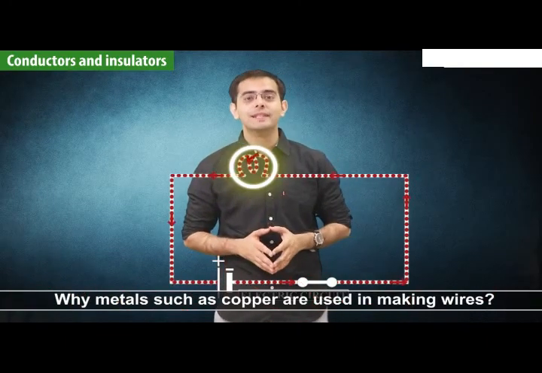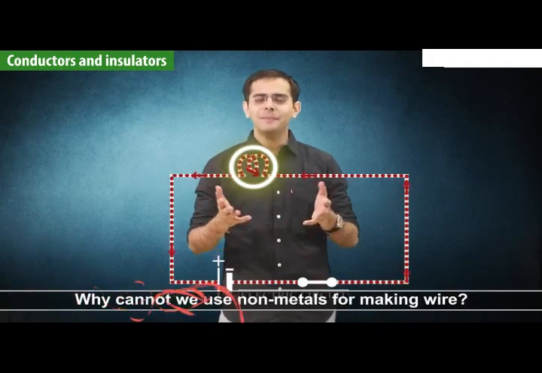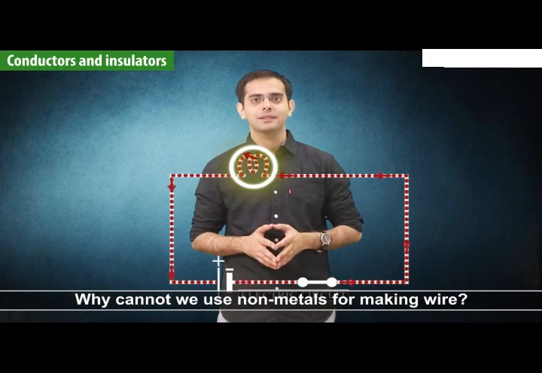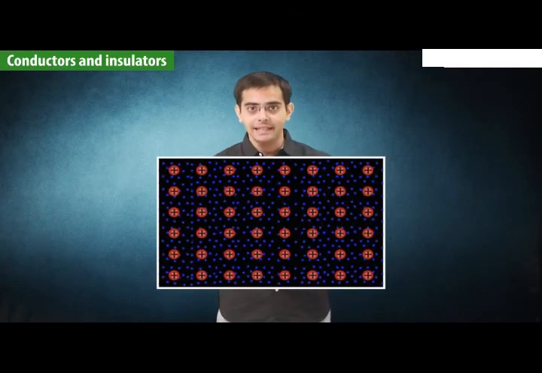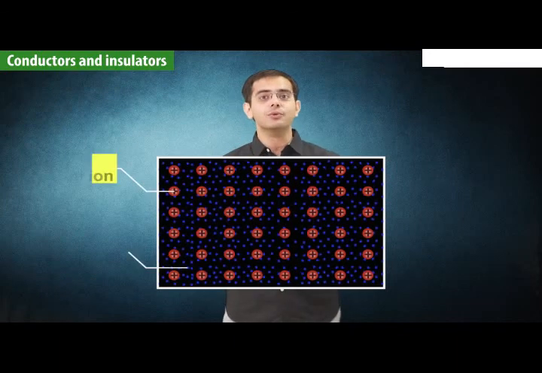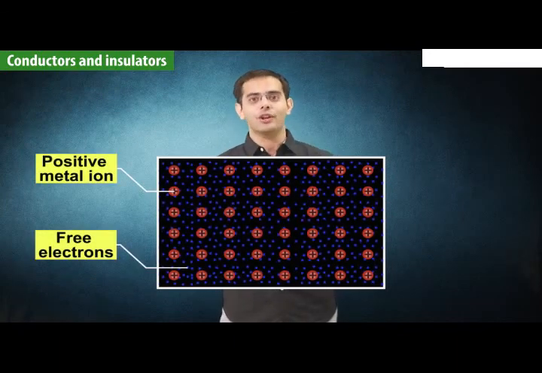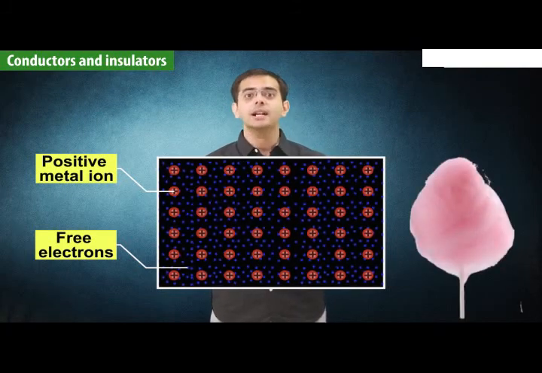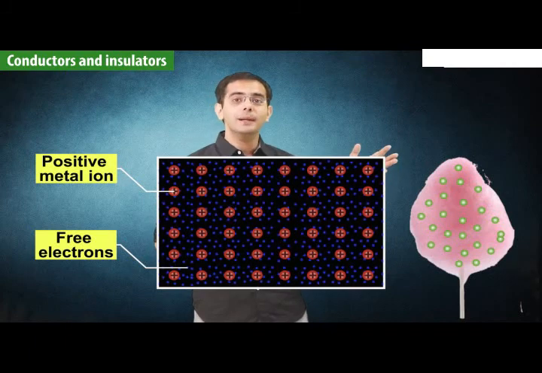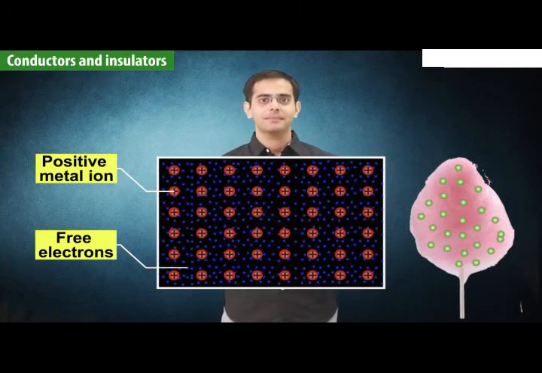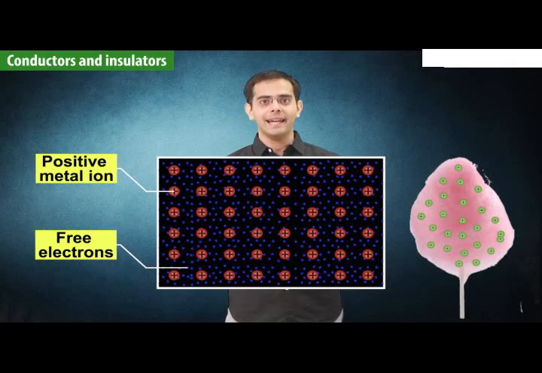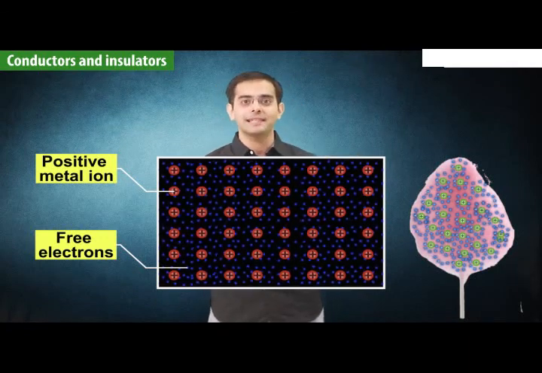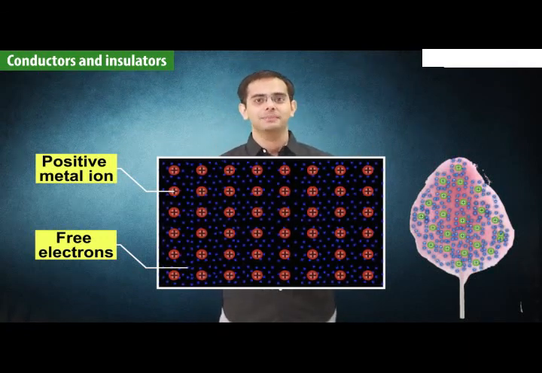Now you may ask why metals such as copper are used in making wires. Why can't we make use of non-metals for making wires? So students, if you zoom into a metal like this, then you can see that it has metallic atoms which are immersed in a sea of electrons. And you can visualize this arrangement by imagining a series of peas embedded in a ball of candy floss. And here peas represent the positive metal ions and the candy floss represents the cloud of free electrons.